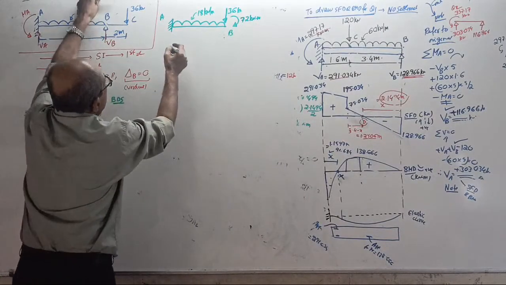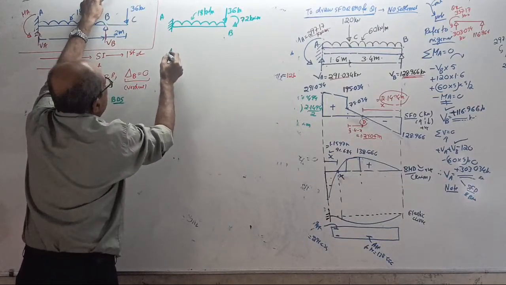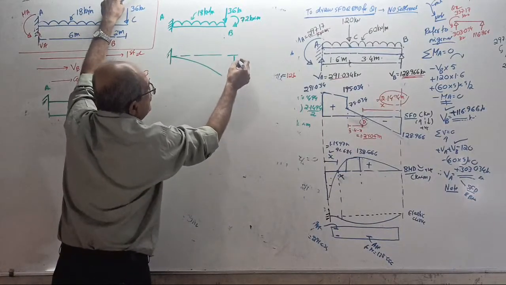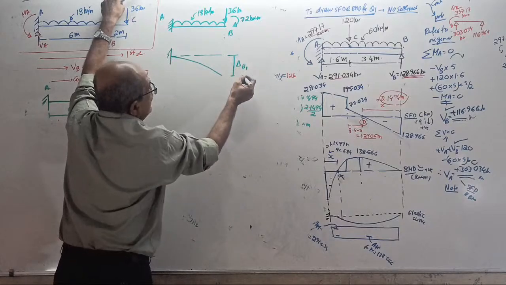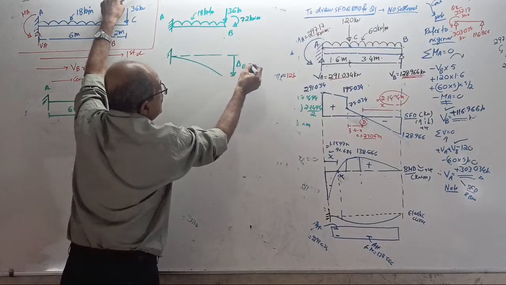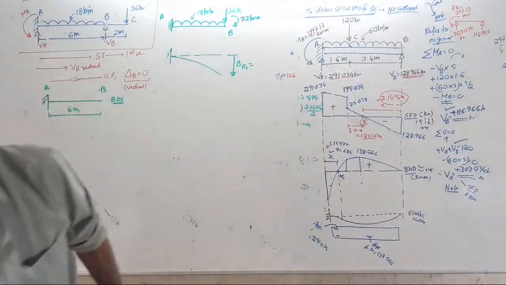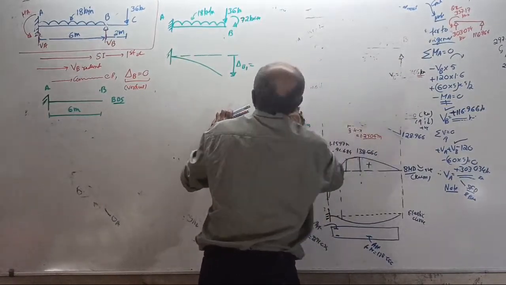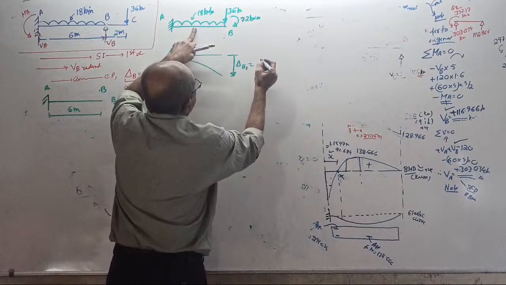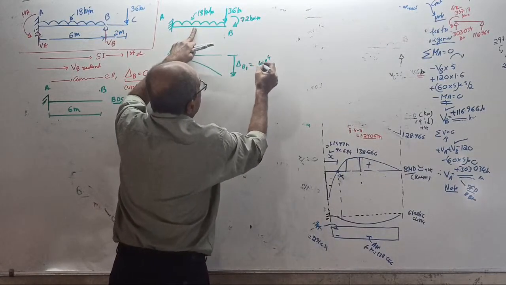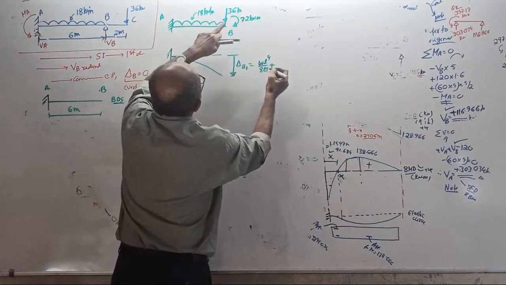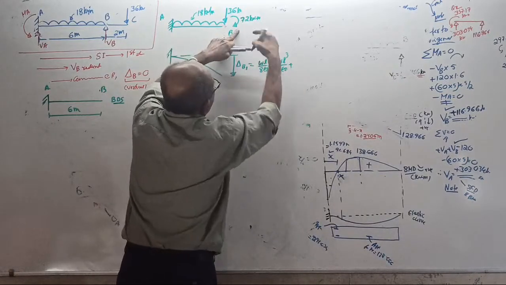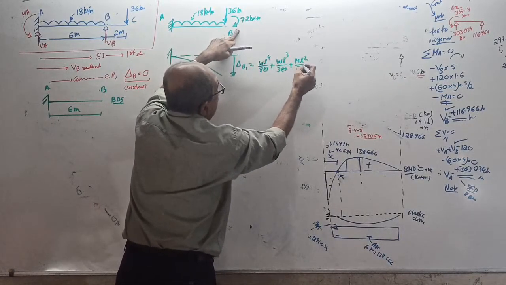Now, this beam will bend like this. I want this deflection, delta B1, which is downward. Now I am not explaining one by one. Write the formula directly. I told you as mini homework. Due to UDL, WL power 4 by 8 EI, plus due to point load, WL cube by 3 EI. Due to couple, ML square by 2 EI.